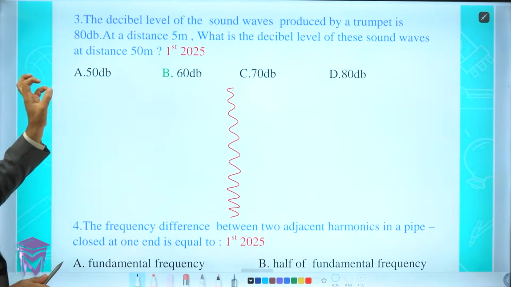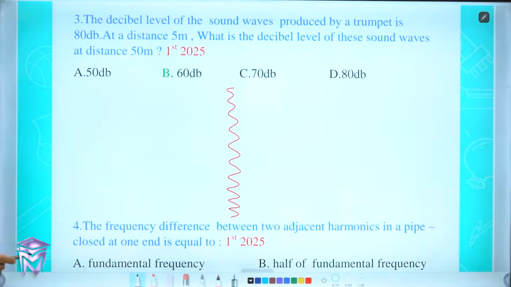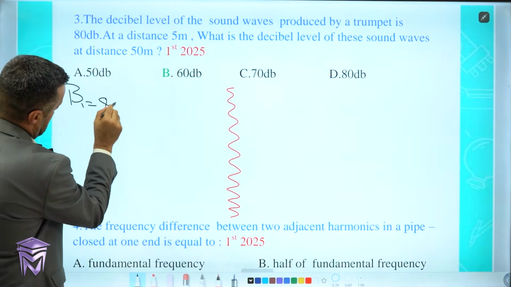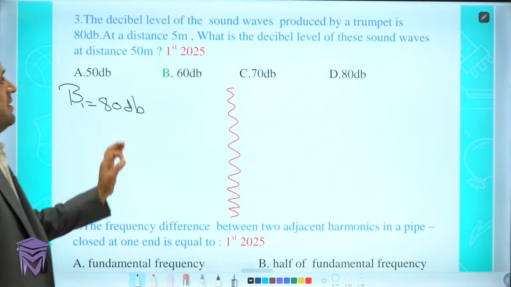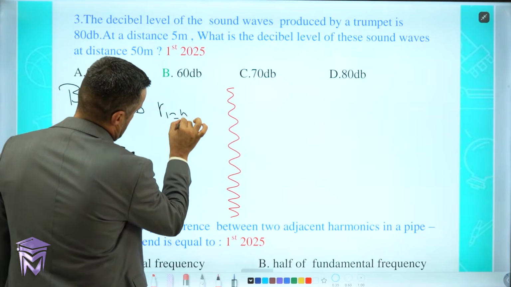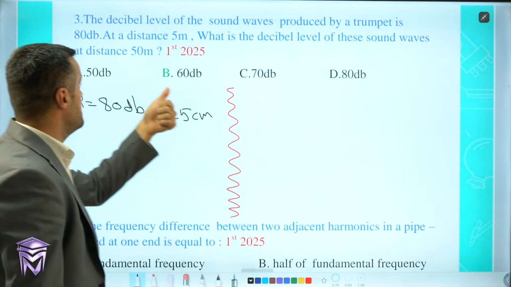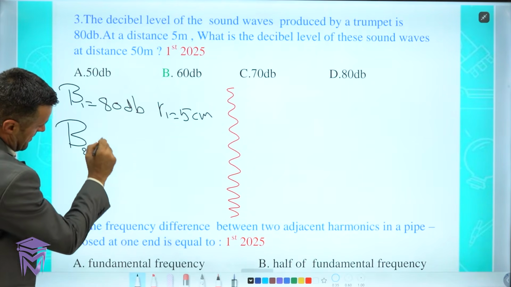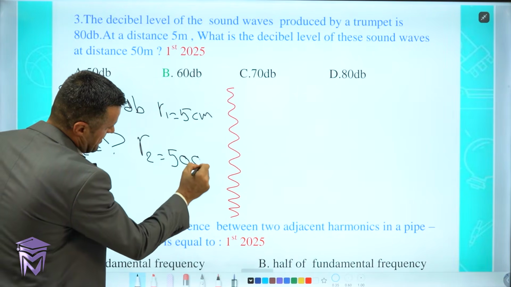Question 3. The decibel level of the sound wave produced by a trumpet is B1 equals 80 decibels, at a distance R1 equal to 5 centimeters. What is the decibel level of this sound at a distance R2 equal to 50 centimeters?